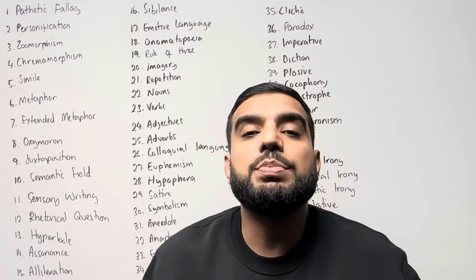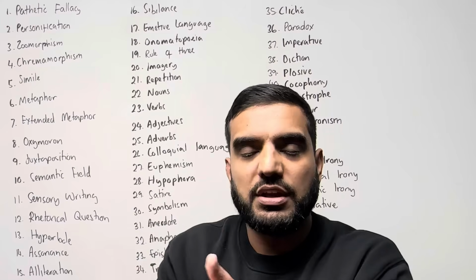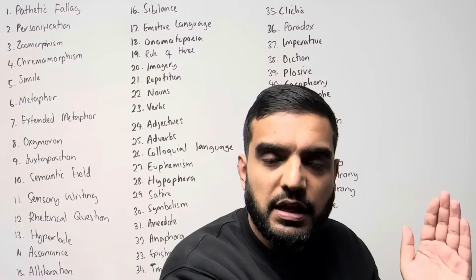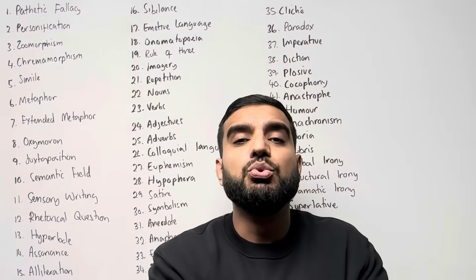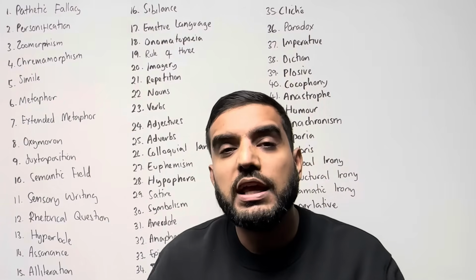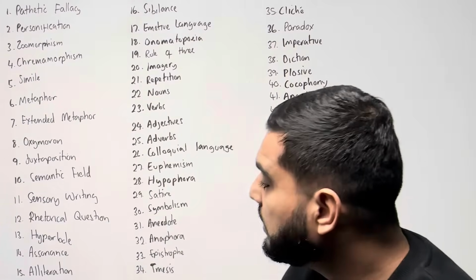Assonance, guys. Assonance is when you repeat the vowel sound. A-E-I-O-U. I was lighting the fire. I. I was too cool for school. O. It's when you repeat the vowel sound.